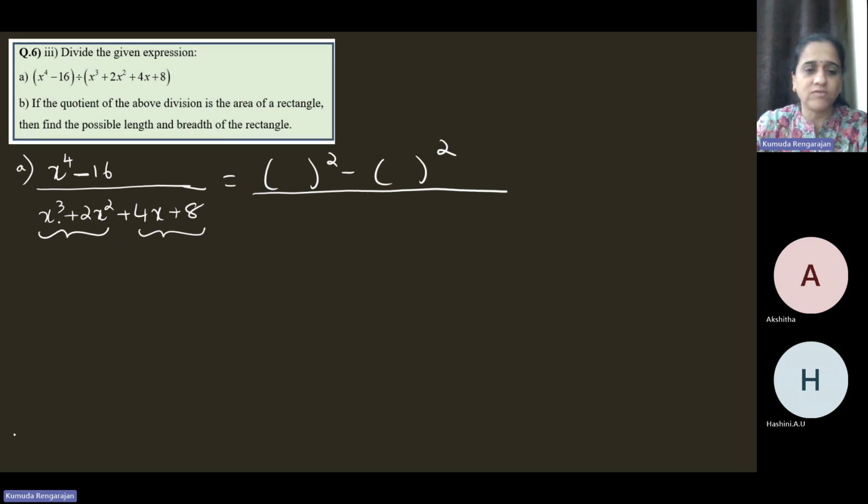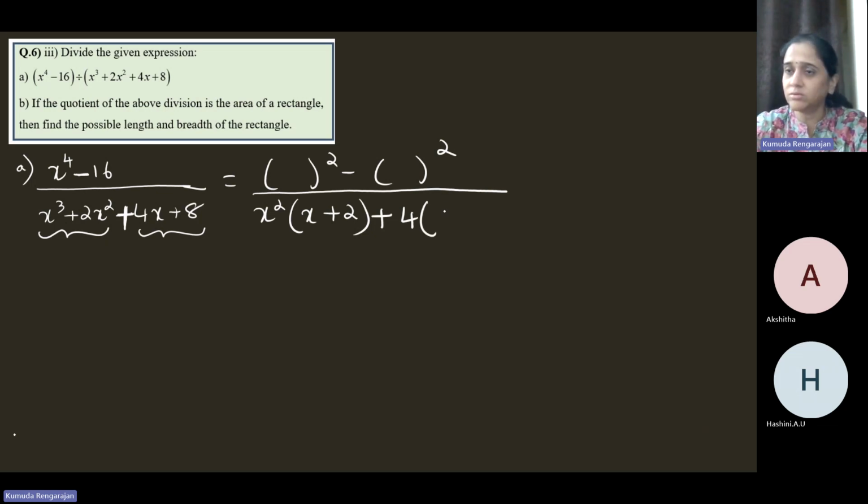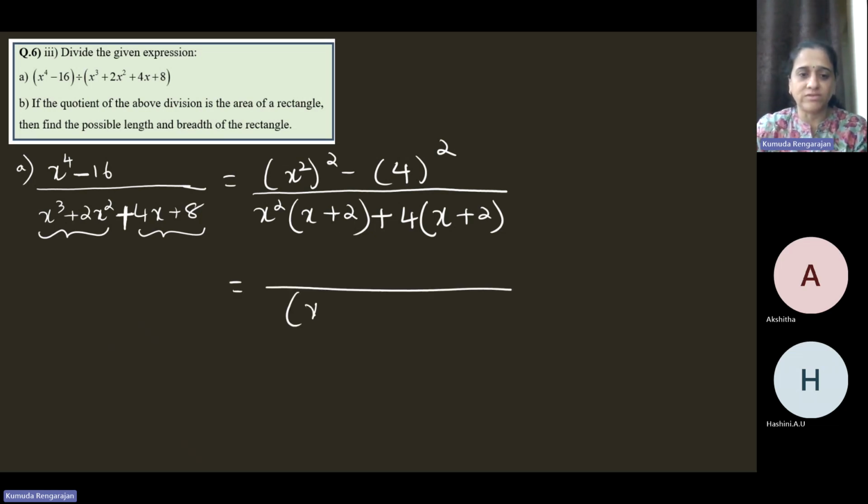What's the HCF of the first 2 terms? X squared, open bracket, x plus 2. Then this sign plus, you should write the plus sign. Plus 4 into x is 4x, plus 4 2s are 8. This is the denominator. Now fill here x square and 4. Next step, what should you do in the denominator? You must write x plus 2 once, and then you must write x squared plus 4 in the other bracket. Correct? Finished. Now, the denominator is factorized.